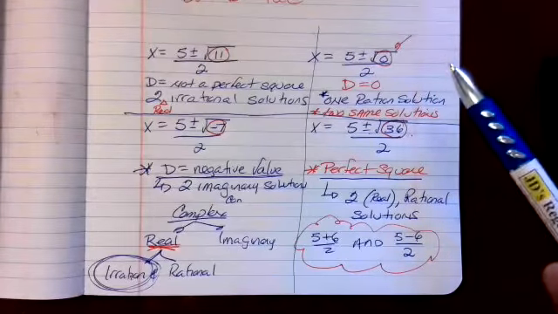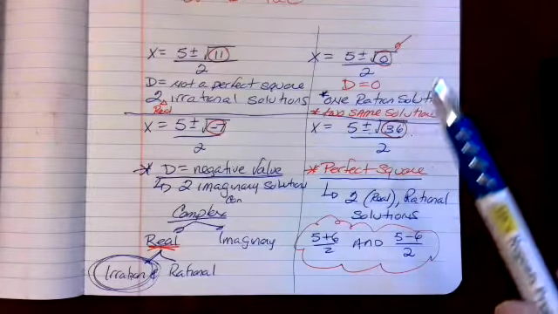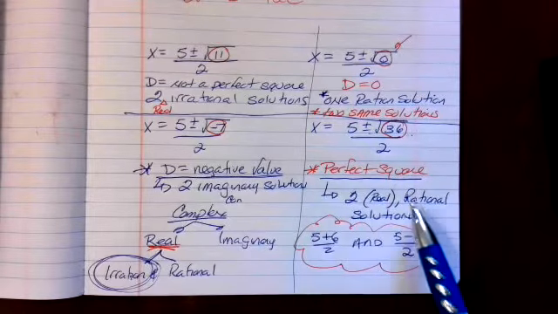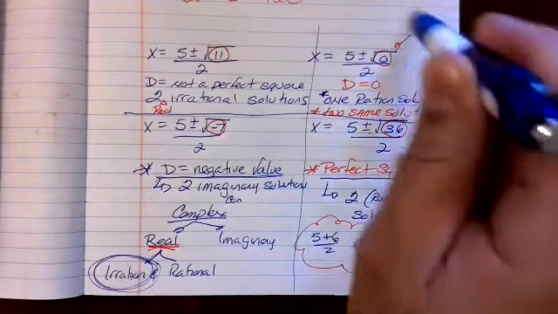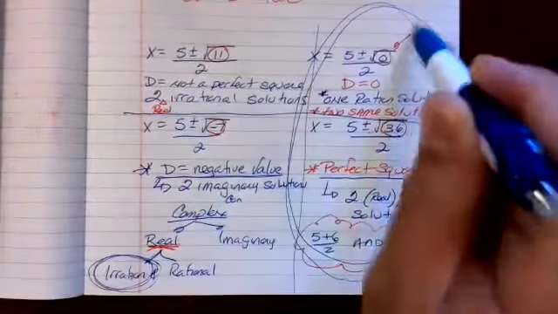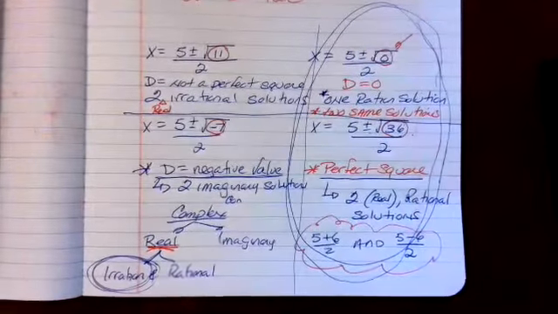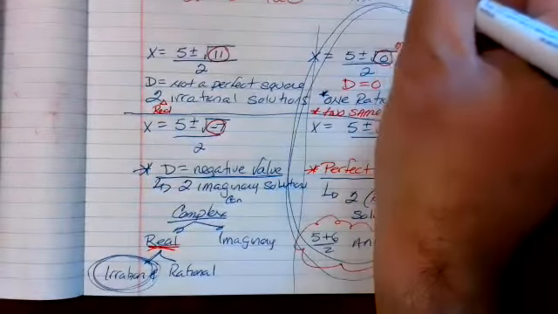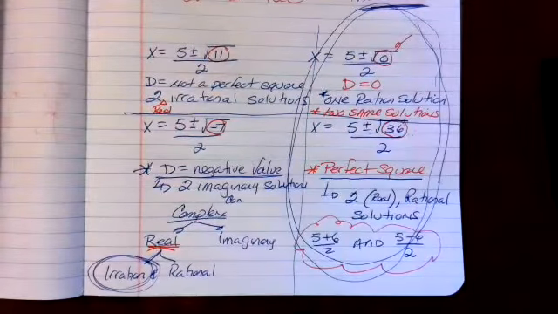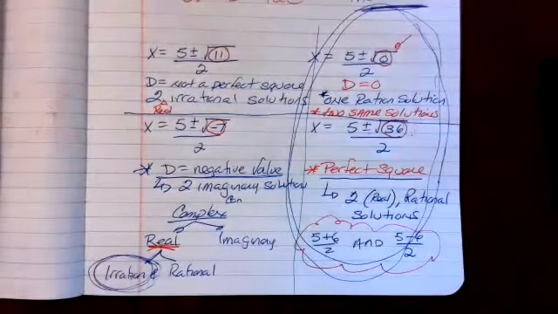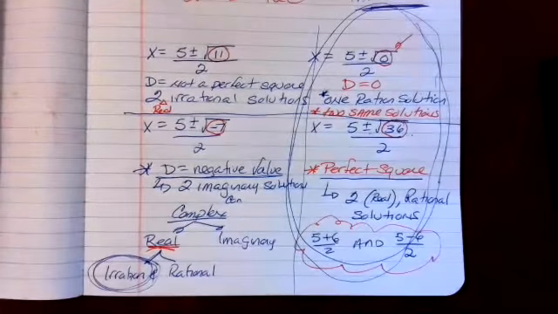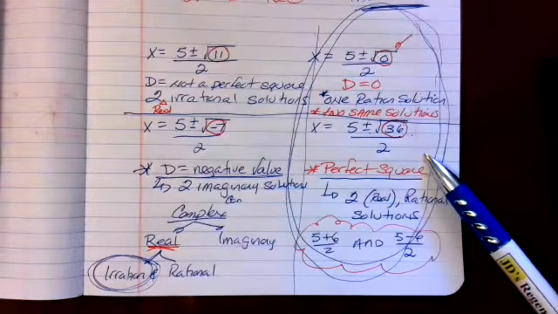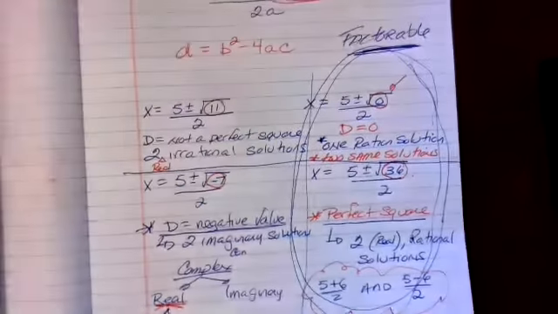If I can lose the radical, if it's 0 or a perfect square, well, then I know it's going to be a rational solution. These are the only two that have rational solutions. And if it has a rational solution, then I know it could be factored. So you could always see if something is factorable by checking the discriminant. If you do b squared minus 4ac and you get 0 or a perfect square, it's going to be factorable.